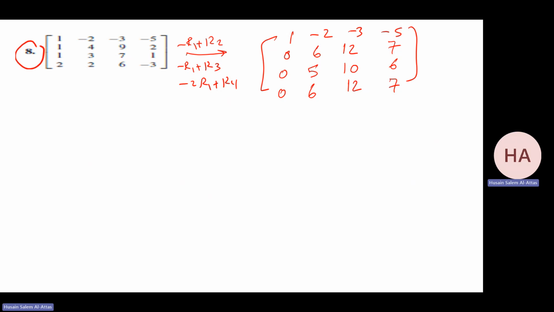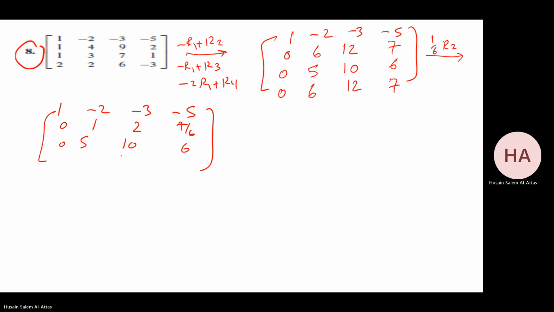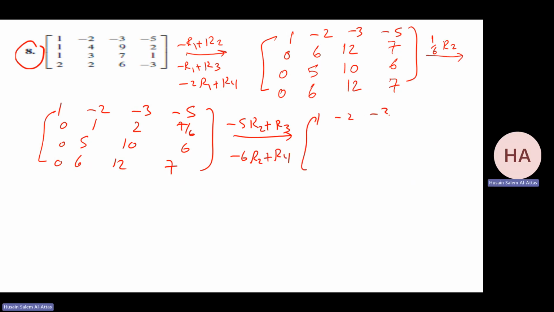Okay. The line should be 3, but it's okay. Now let me divide the second row by 6. I have 1, -2, -3, -5, 0, 1, 2, 7 over 6. I think we did it before. Let me do it again. So multiply the second row by -5 and add it to the third, -6 times the second row and add it to the fourth.